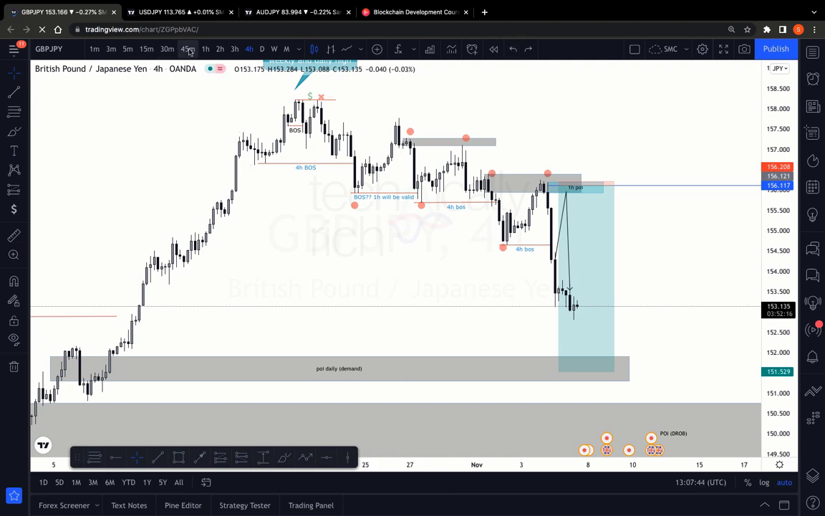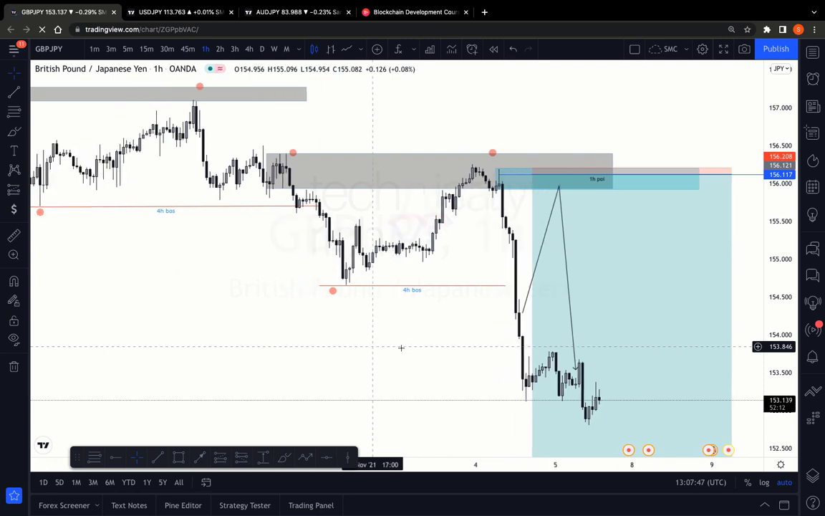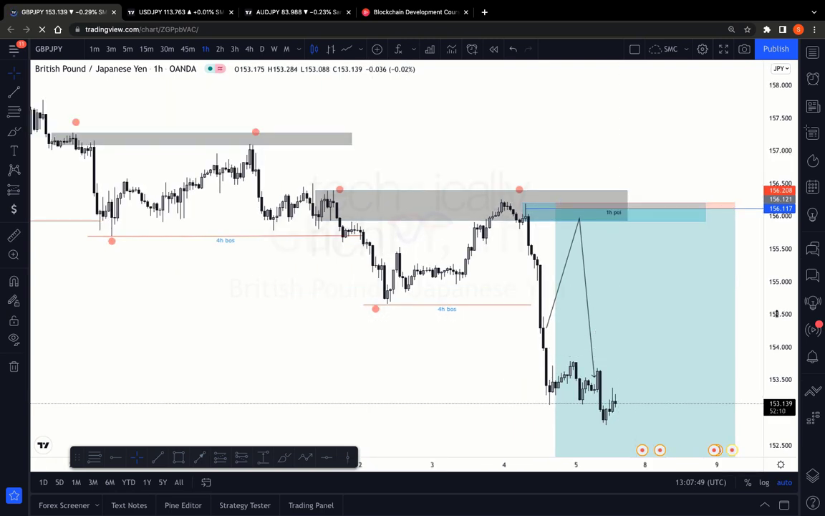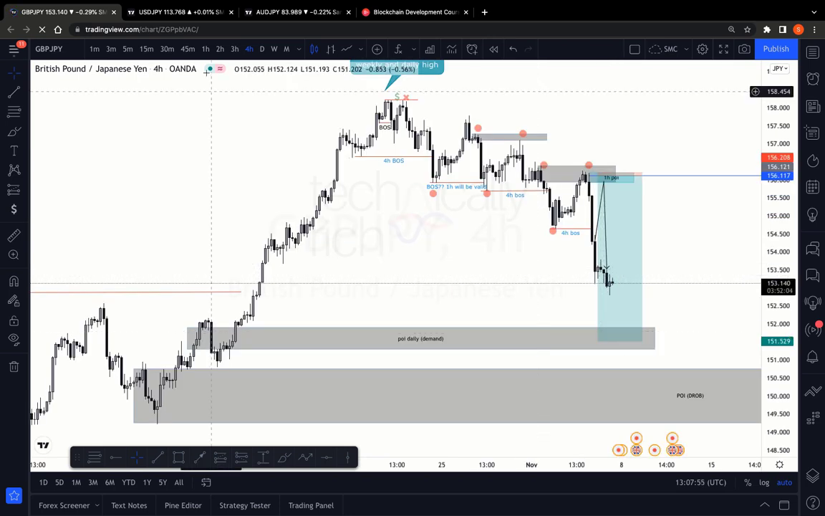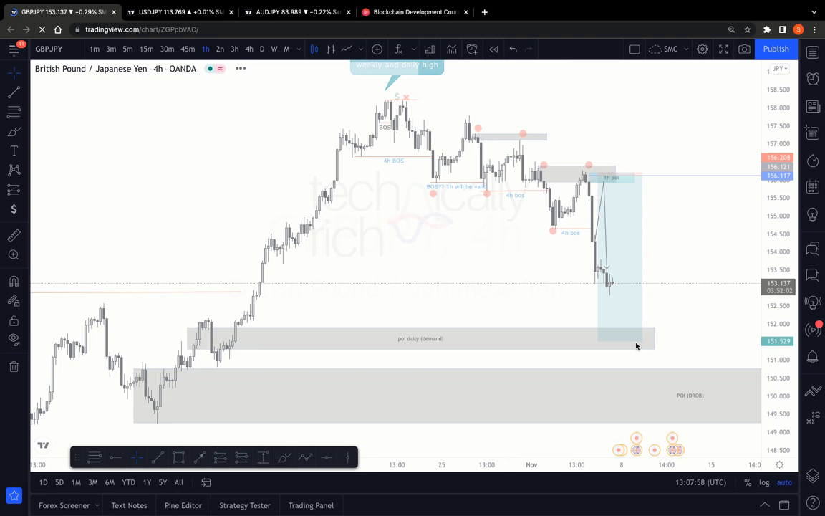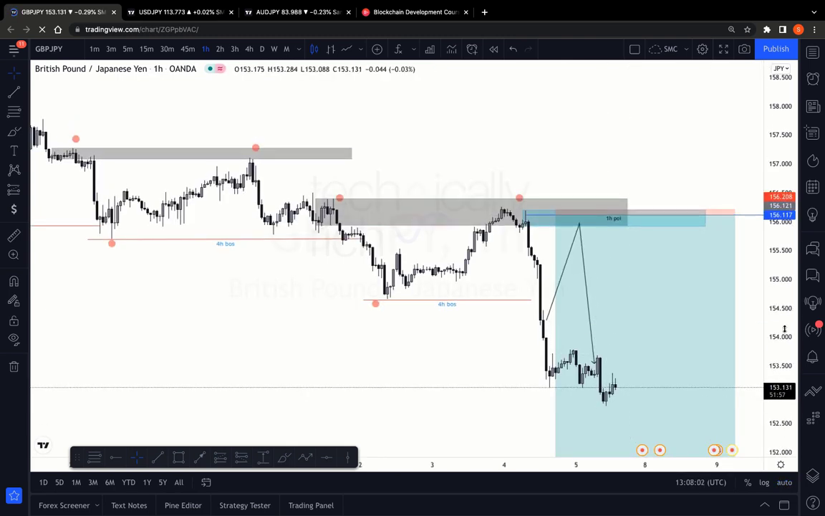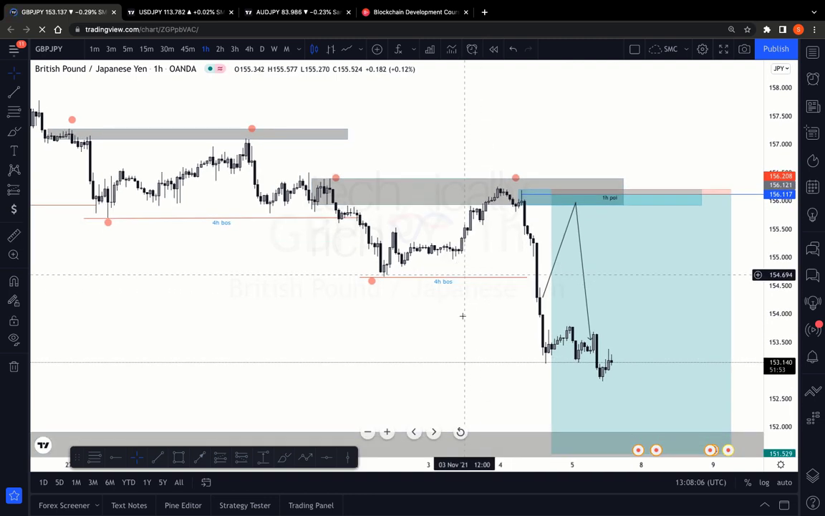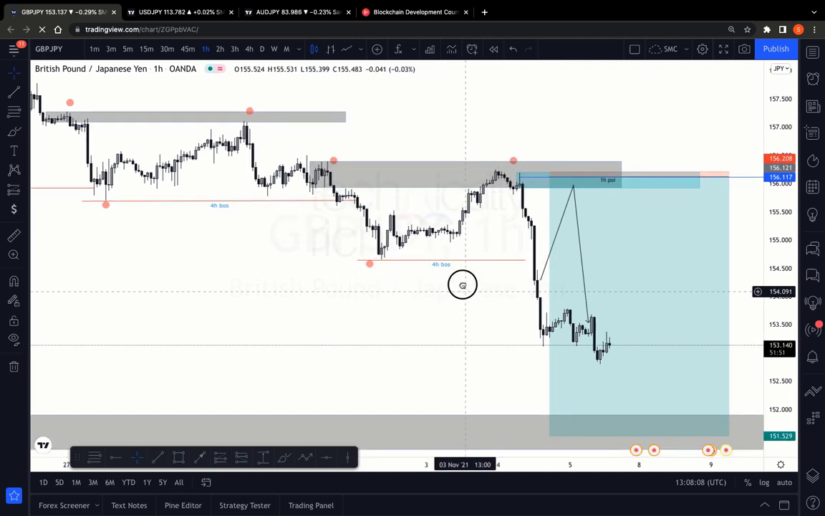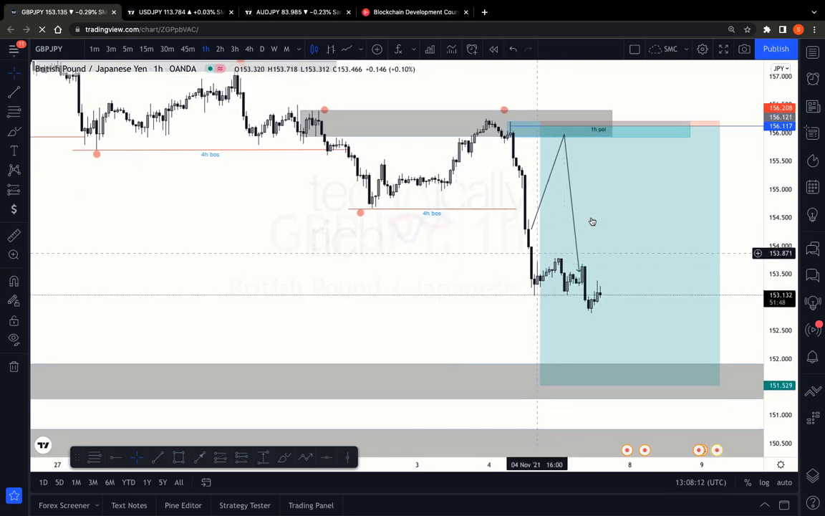All right. So there's a workbook as well. Remember, first we should see that rejection here on the 4 hour time frame. Then we'll go to the 1 hour time frame and look for the break of structure. As you can see on the 1 hour time frame, there's no break of structure to the upside.